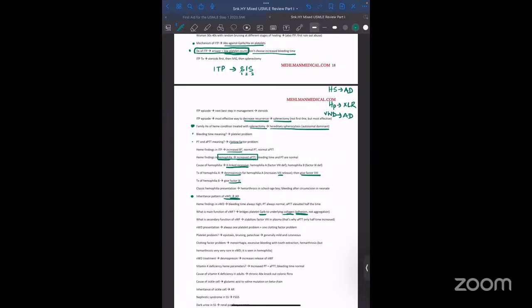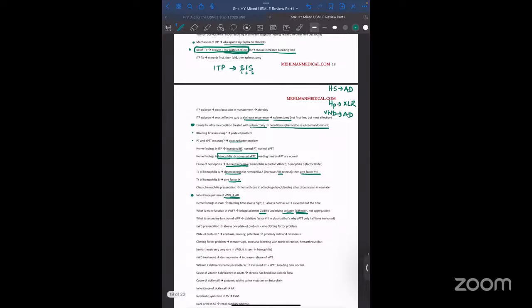Then von Willebrand disease presentation: always one platelet problem plus one clotting factor problem. The platelet problem is epistaxis, bruising, or petechiae, generally mild and cutaneous. The clotting factor problem is menorrhagia, excessive bleeding with tooth extraction, or hemarthrosis. But hemarthrosis is very, very rare in von Willebrand disease. It is usually seen in hemophilia.